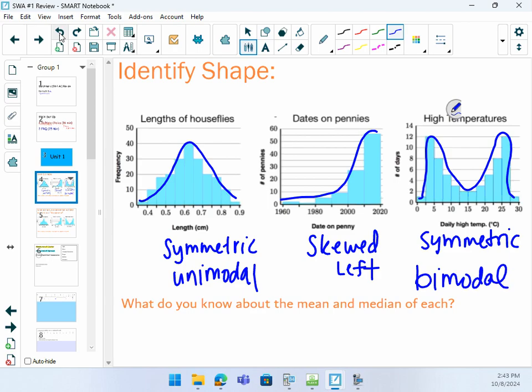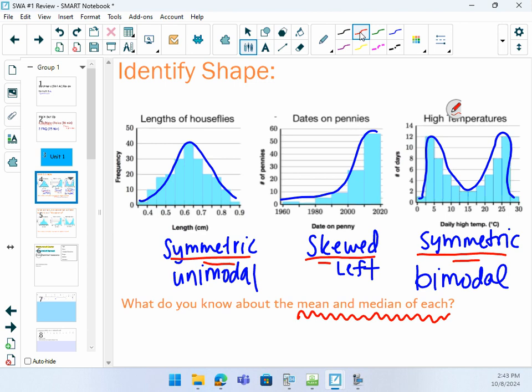Okay, besides those ones, another question that I would have for you, and I hope you could answer, is what do we remember about the relationship between the mean and the median? When things are symmetric, what do we know about the mean and the median? And when things are skewed, what happens with the mean and median? Maybe pause this and think about it for just a brief moment.